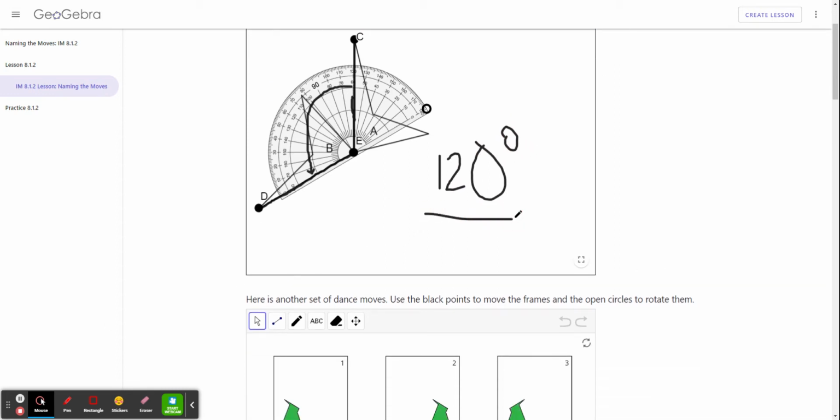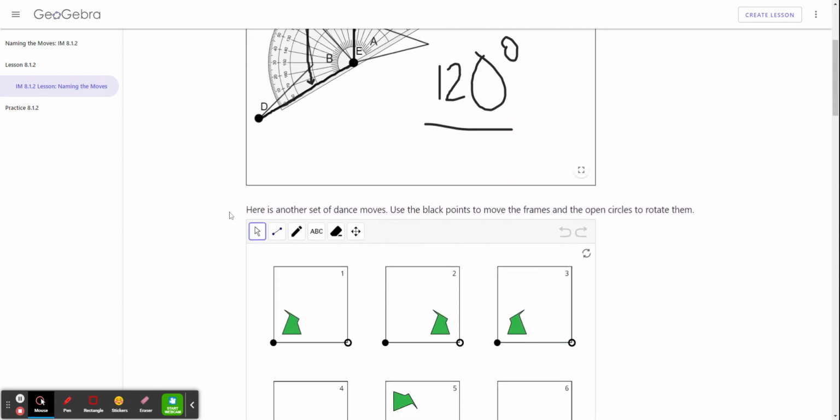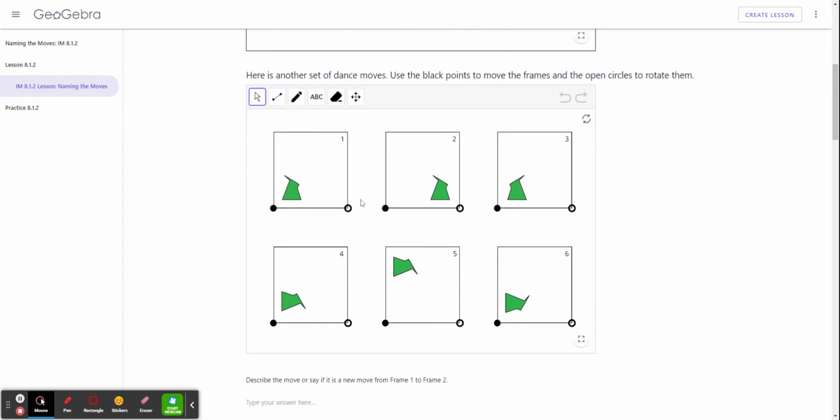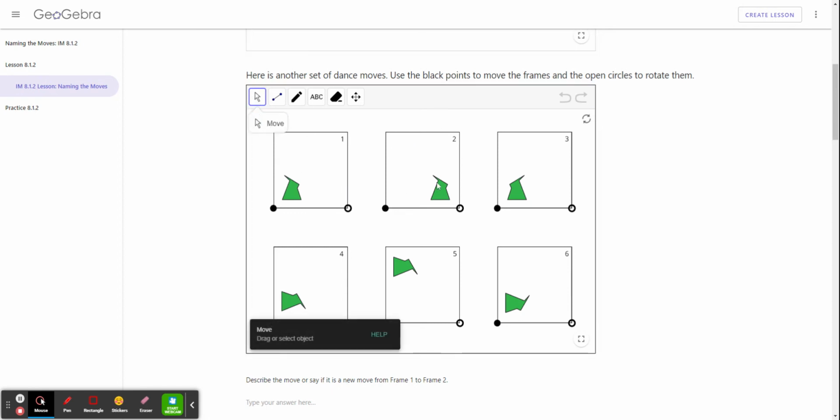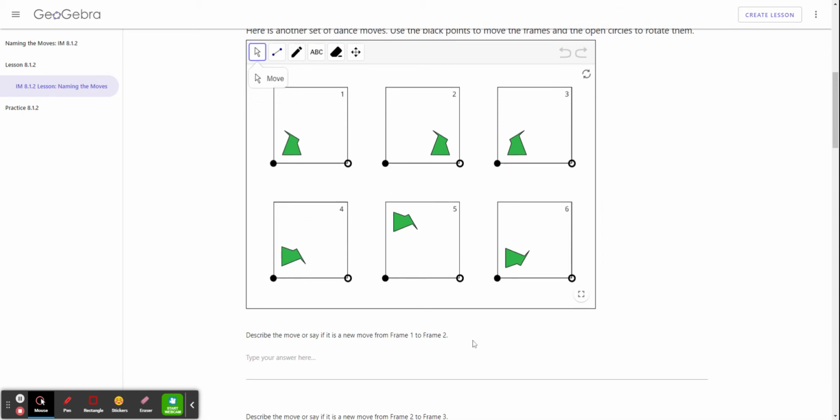All right, on to the next task. This should be task number 2. It gives us another set of dance moves. So this is very similar to what we did in lesson 1. It says use the black points to move the frames and the open circles to rotate them. So in this one, we're just kind of looking at how is the shape changing to get from one frame to the next. What do we actually have to do? What kind of movements are happening? Okay, so for each movement from frame 1 to frame 2, from frame 2 to frame 3, etc., from one frame to the next, we're just going to type out a description of how it's moving.